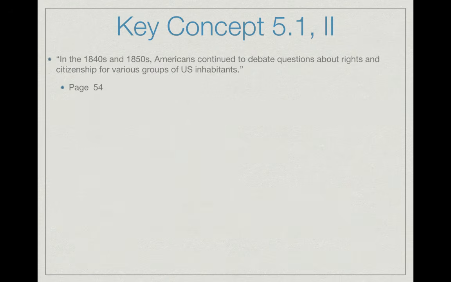So let's take a look at Roman numeral 2. It states in the 1840s, 1850s, Americans continued to debate questions about rights and citizenship for various groups of U.S. inhabitants. We have immigration from Europe and Asia.